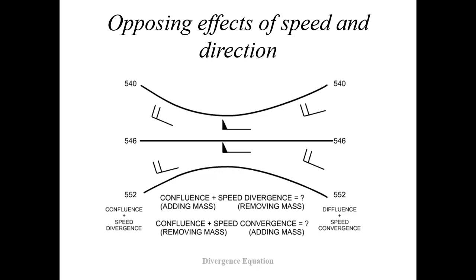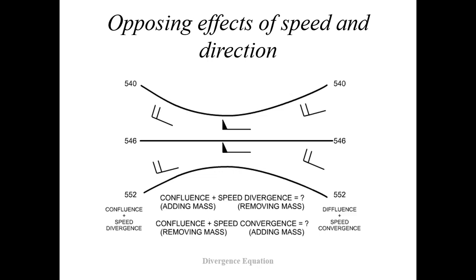So confluence, the merging of those solid height contours, those black lines, getting closer together, is adding mass. And then speed divergence is removing mass. So guess what? Those two act equal and opposite to each other. They actually offset each other.